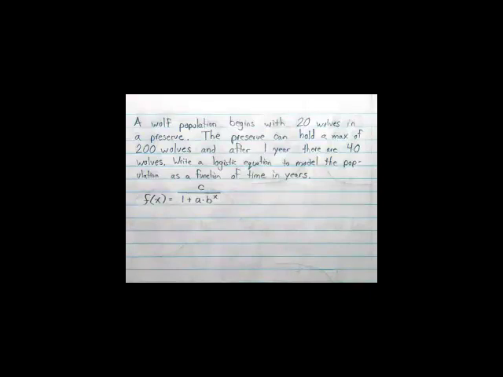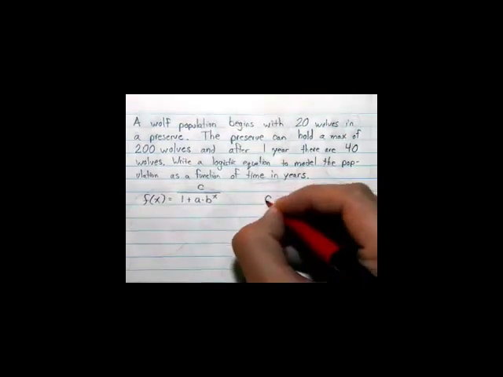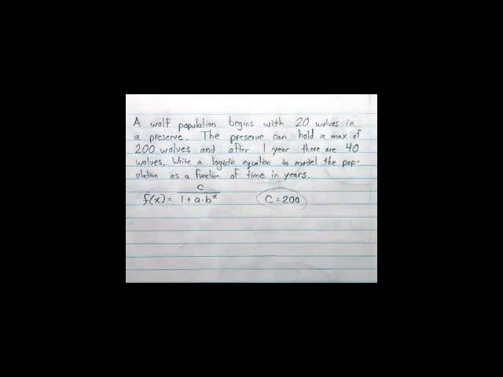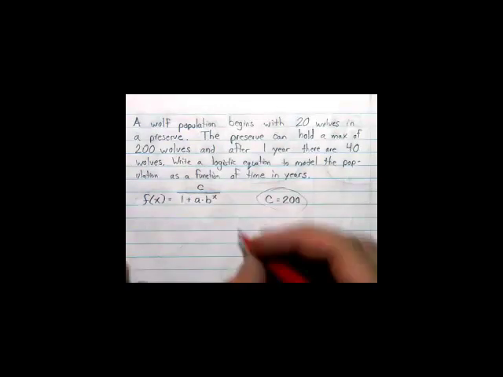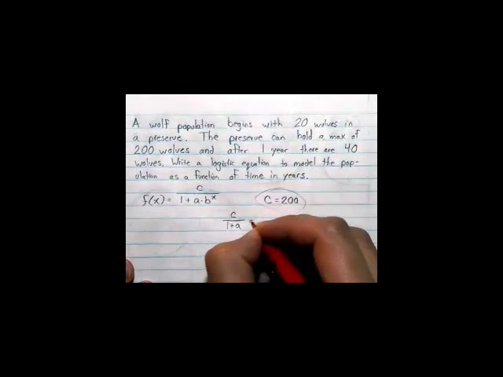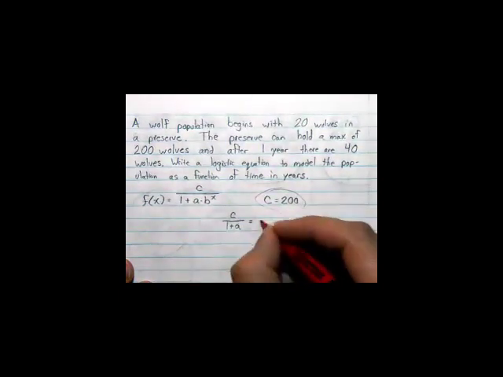C is how much? Right. It's a good place to start. We know C is 200. Okay. What other information did I tell you that might be helpful here to get started? Yeah. C divided by 1 plus A equals 20. All right, so that initial value we said was 20, right? 20 wolves there to begin with. So C over 1 plus A should equal 20.